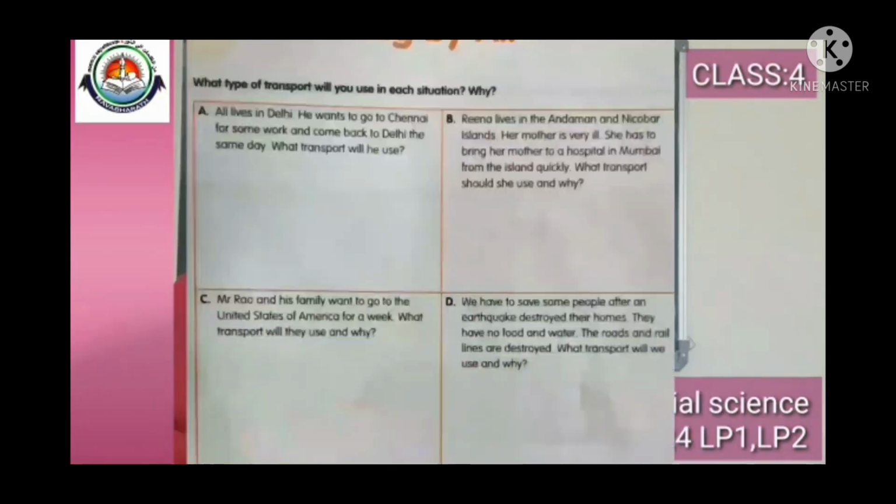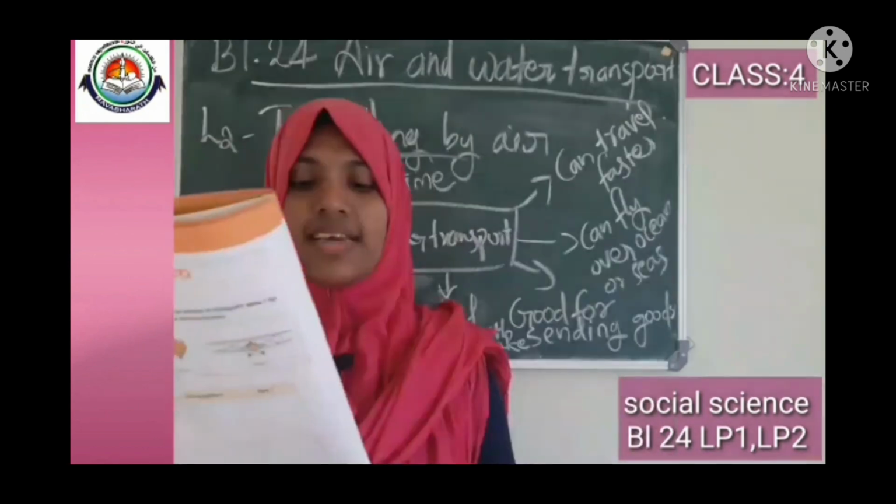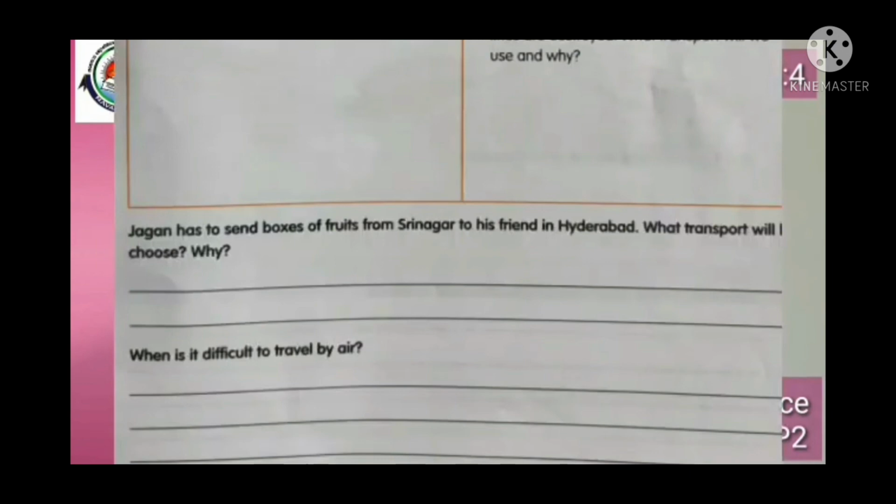Okay. Then S2, traveling by air. What type of transport will you use in each situation and why? That we have already discussed. The second one: Jagan has to send boxes of fruits from Srinagar to his friends in Hyderabad. What transport would he choose? Yes, air transport because he wants to reach Hyderabad urgently.